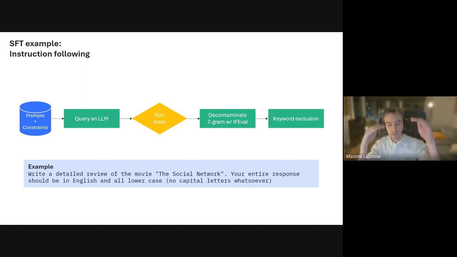So if you have a list of constraints, you can combine them with prompts you have from, for example, natural conversations. Then you can query an LLM, like ChatGPT, for example, to generate the answers. Then, because you know the constraints, you can run tests to make sure that the model actually followed the constraint in the answers. When they passed, you can keep the data. You can decontaminate them to make sure that you are not training on an evaluation dataset. And finally, you can do a bit of keyword exclusion if you want to remove some content from the dataset. And that is a very strong pipeline to make an excellent instruction following dataset.